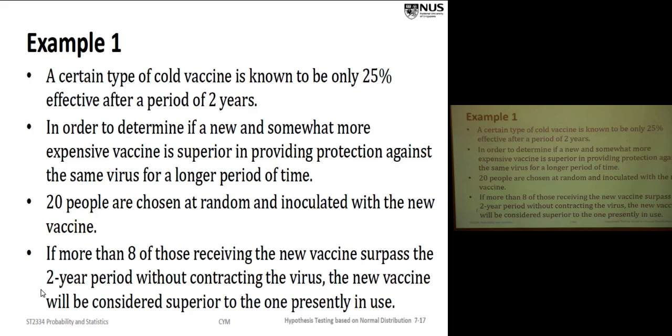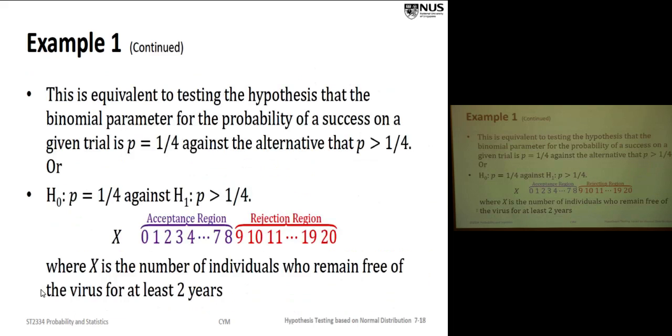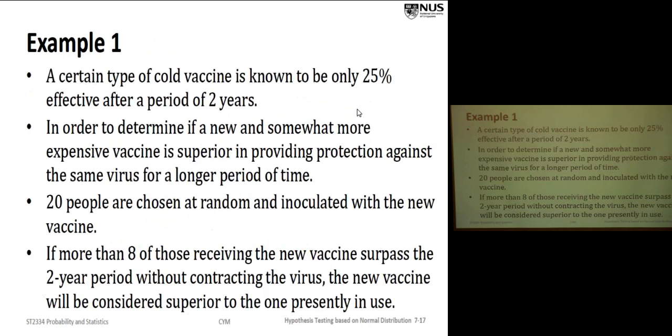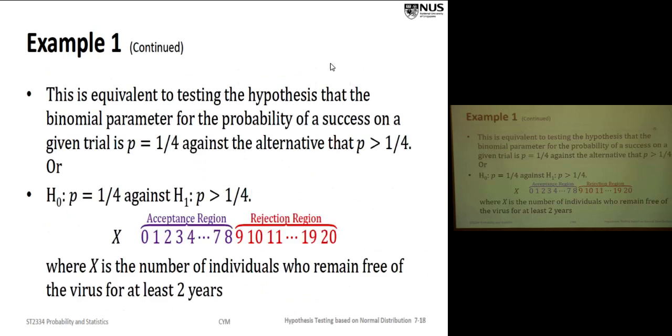The way in which we're going to model this procedure is with a sequence of independent and identically distributed Bernoulli trials with success probability P, where P is the chance that you inoculate correctly. So here P is 0.25.